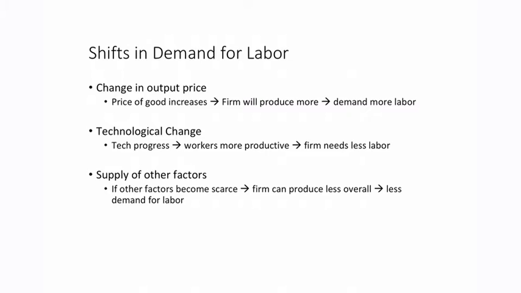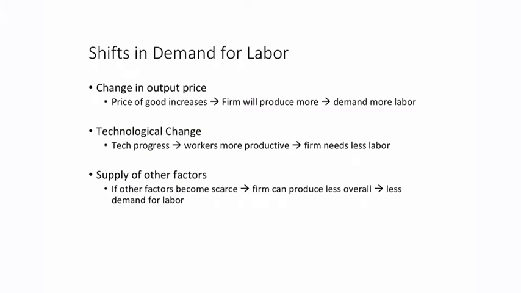Secondly, technological progress. With technological progress, each worker becomes more productive. Therefore, the firm needs to hire fewer workers overall to produce the same amount, and therefore their demand for labor will decline. And lastly, the supply of other factors. If other factors such as natural resources or capital become scarce, then overall the firm can produce less, and therefore it will have less demand for workers and less demand for labor.